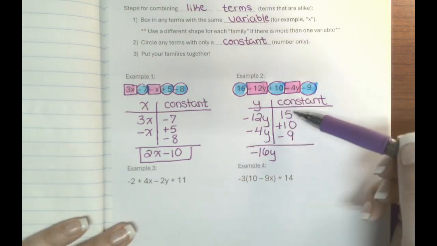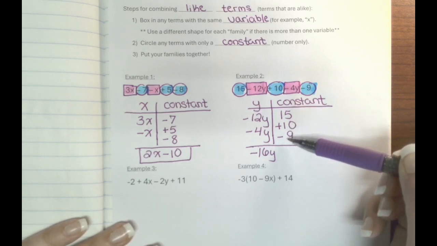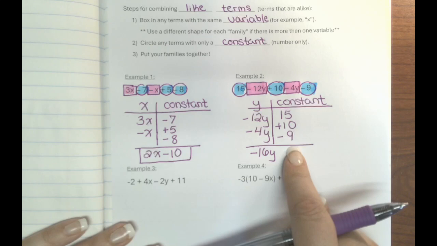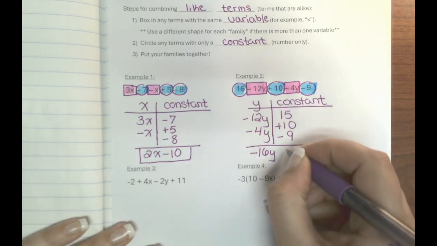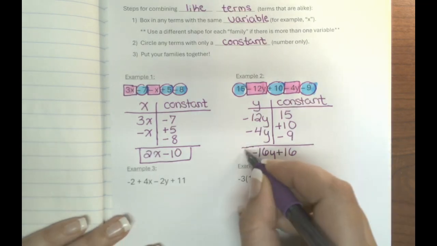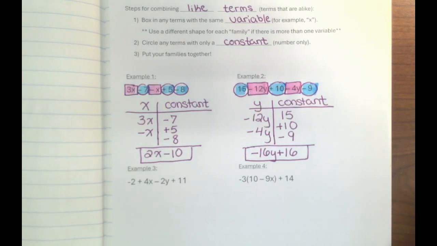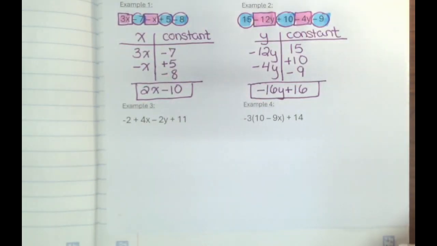All right, then I have, this is 15, it's positive 15, right? Plus 10 would give me 25, and then I subtract 9 from that 25, that would give me a positive 16. So I'm not just going to write the 16 here, it's a positive 16, so we would put a plus sign in front of it. And then this is my simplified form for my expression. Negative 16y plus 16. Again, we grouped all of the numbers together that were basically part of the same family to kind of condense things.